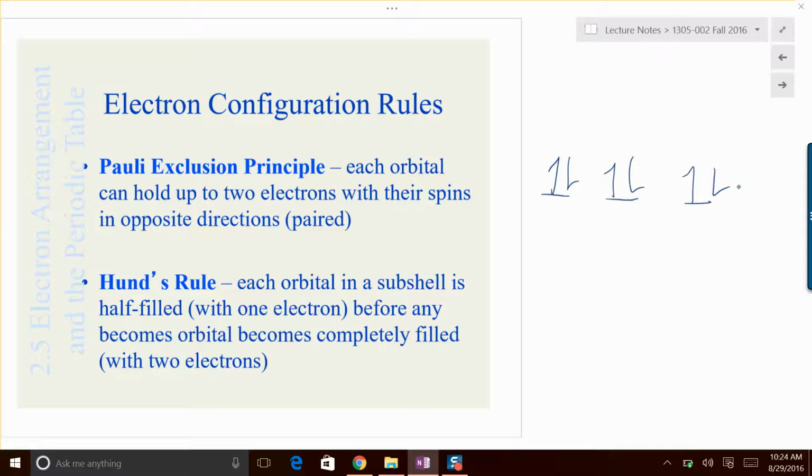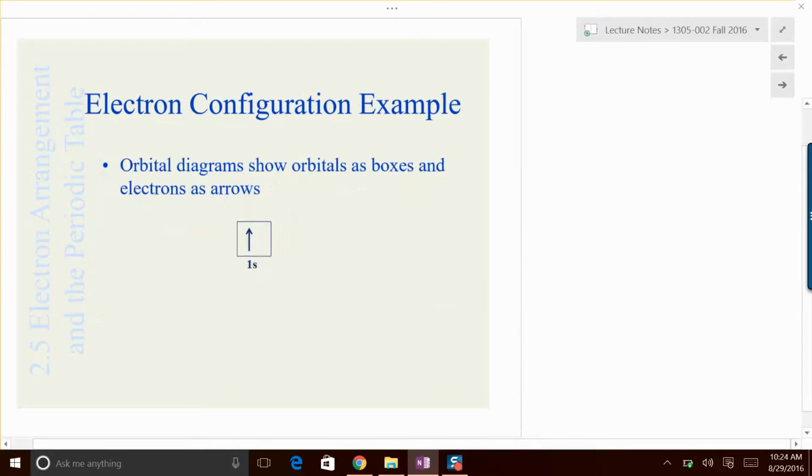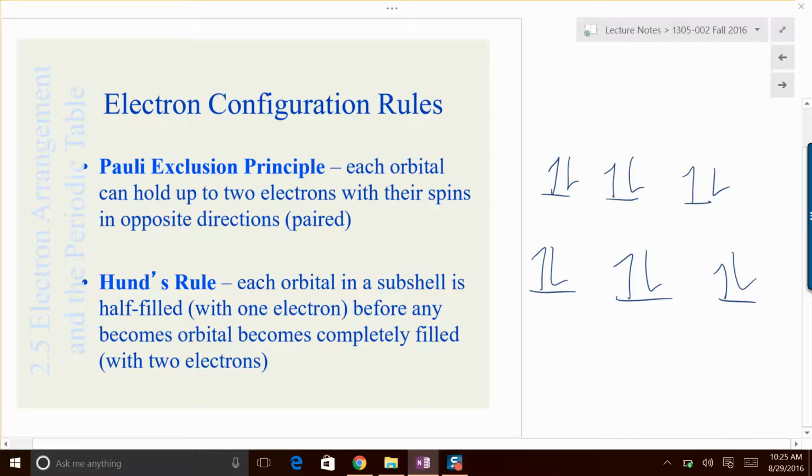You fill them first up, up, up, and then you fill them down, down, down. So if I had 3 orbitals and I went like this, and I said that's for nitrogen, up, down, up, that's wrong. This is incorrect. It needs to be up, up, up, then down, down, down. That's how they will fill in their electron orbital. Whoops, one other rule. Each orbital in a subshell is half filled, we already talked about it, before it becomes completely filled. So that kind of follows the same.